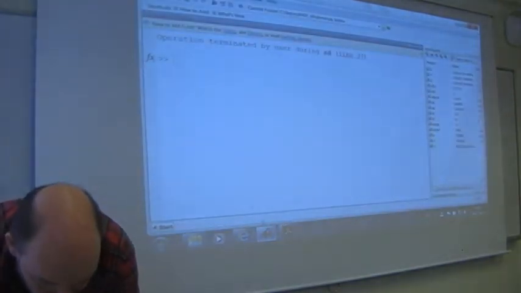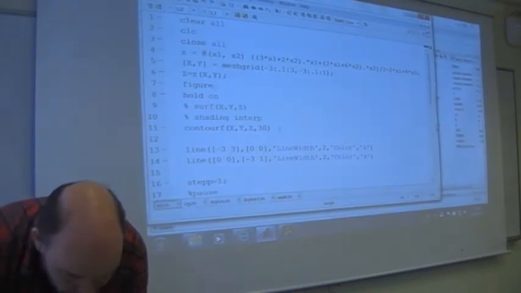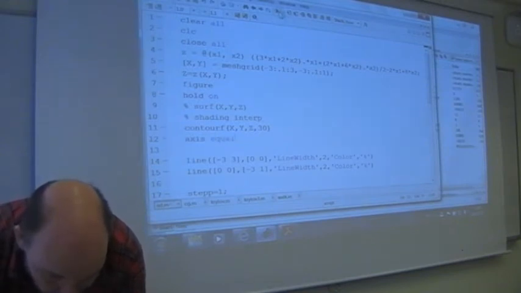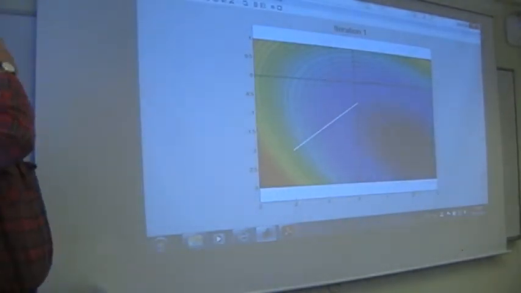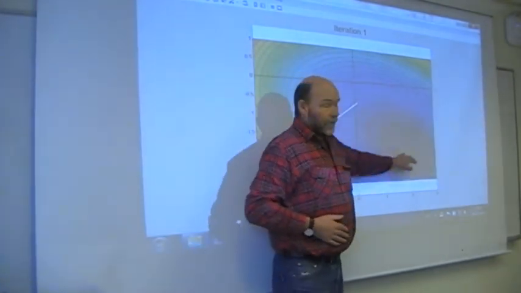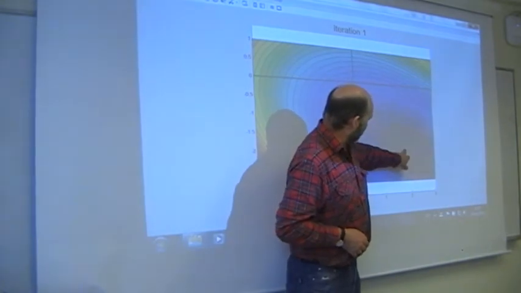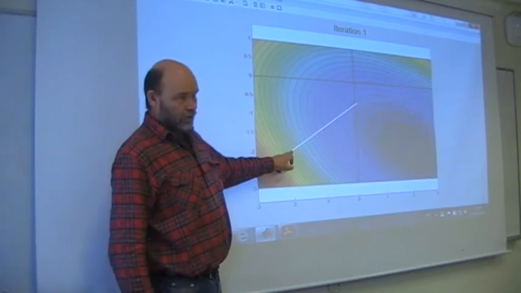Just crush it and then figure, contour f, axis equal. It should be better. Yeah. Now it's more correct. So the contour plot, that's the f function. The minimum here somewhere. And then we start first initial guess here.